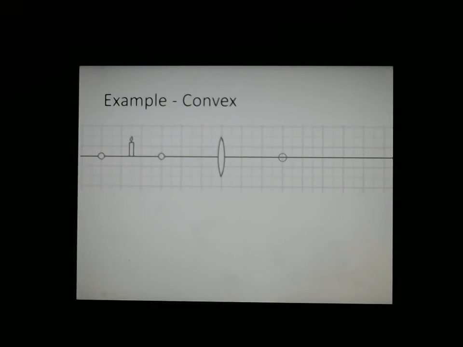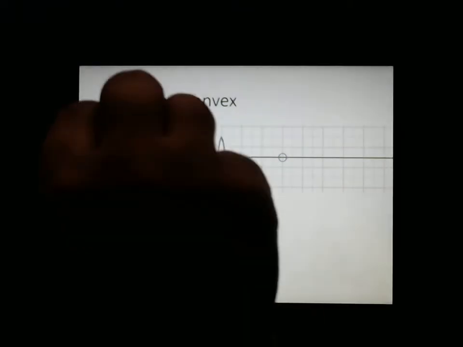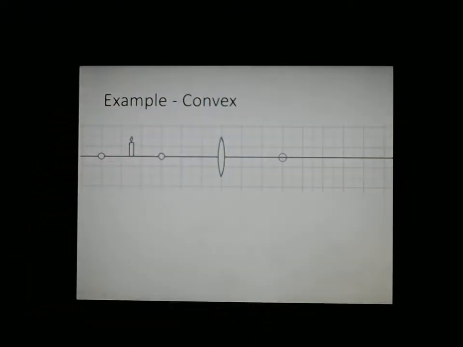If the object was not on the principal axis, I would have to do what I'm about to do twice, once for the top of the object and once for the bottom of the object, which just means twice as much work. So save yourself some hassle, draw your object sitting on the principal axis. So line 1.